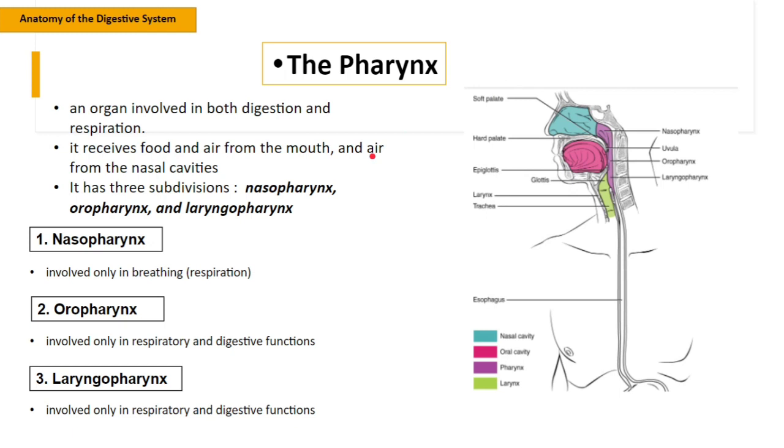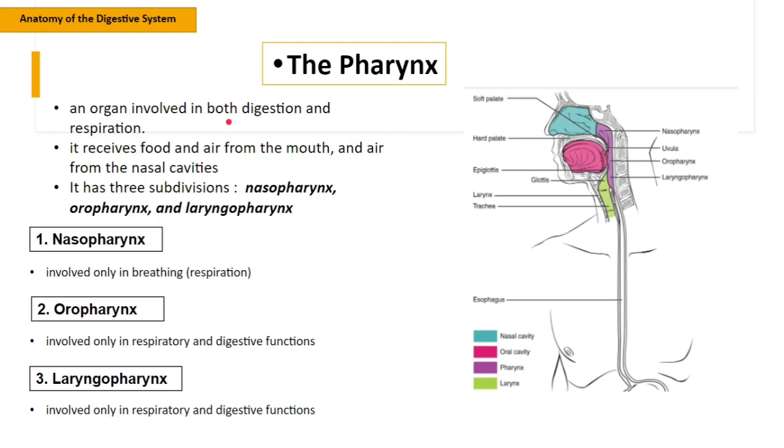Okay, so we are now done with our mouth. So imagine, kumain tayo, ngumuya, lulunukin na natin. Ang susunod na area na pupuntahan yan is actually your pharynx. So the pharynx is an organ involved in both digestion and respiration process. So baka narinig nyo na si pharynx sa respiratory system kasi part din siya nun. However, the pharynx is also a part of our digestive system.